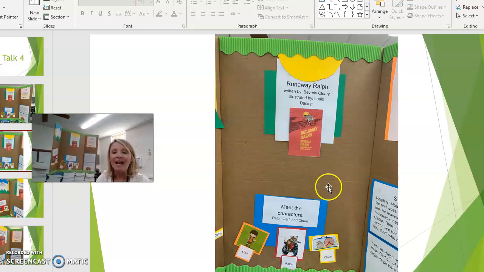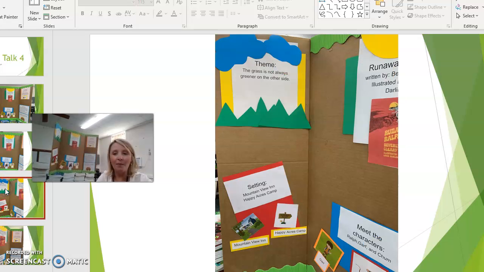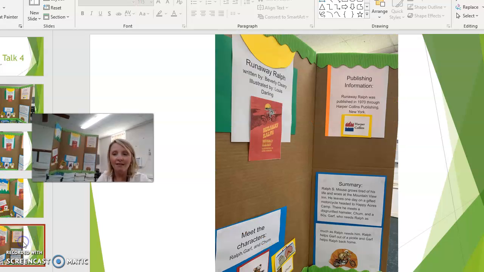So we'll flip to the publishing information. Sorry about that. Publishing information. It was published in 1970 through HarperCollins Publishing Company. HarperCollins published a lot of children's literature in the 1970s. It is still a publishing company today, but it was one of those few that published children's literature in the 70s. And like most publishing companies in the 70s, it was located in New York.